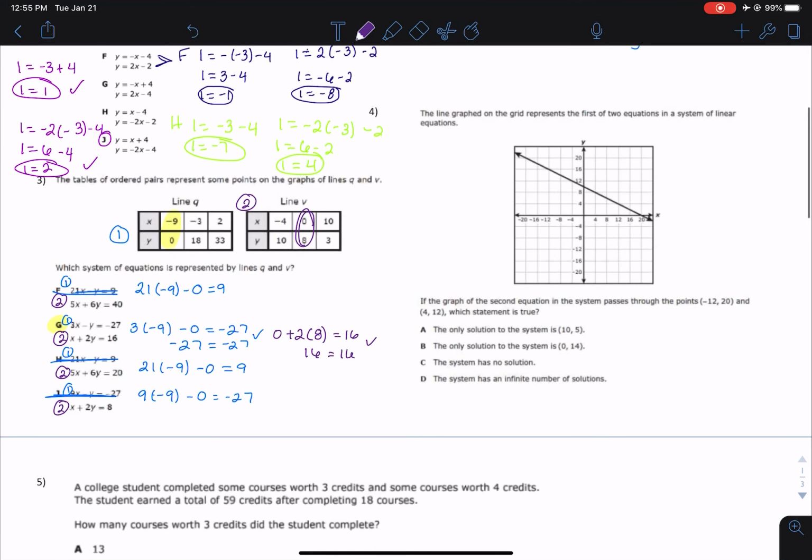All right, back to your notes, example number 4. Example number 4 says the line graphed on the grid represents the first two equations in a system of linear equations. So that is one of the lines. The other equation, the other line, is going to pass through the points negative 12, 20 and 4, 12. Well, before we can see which statement is true, we need to plot those points. So if x is negative 12 and y is 20, that is this point here. If x is 4 and y is 12, that is this point here. Now, if you connect those 2 points, we end up with a line that looks like that.